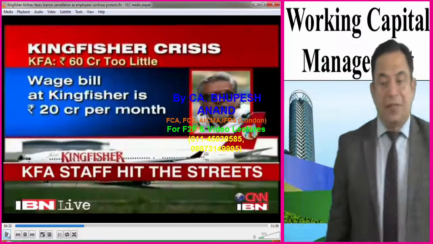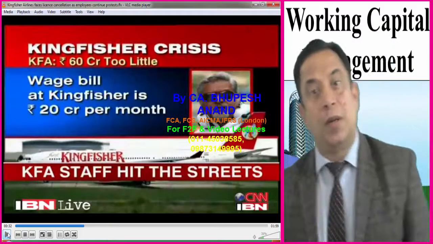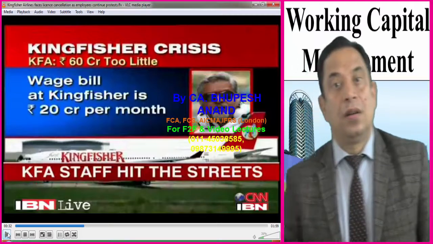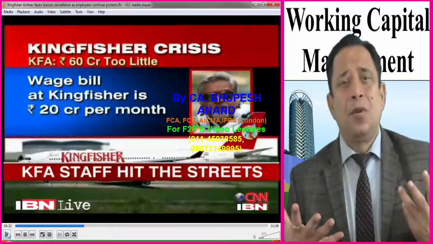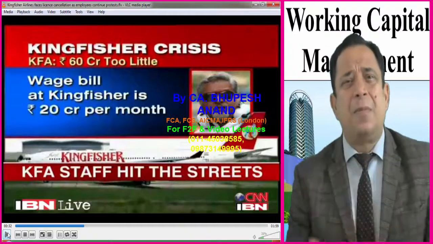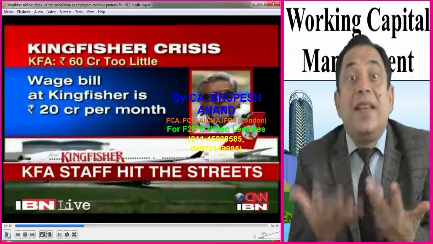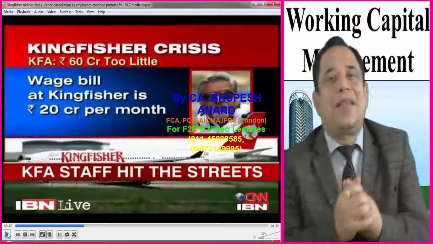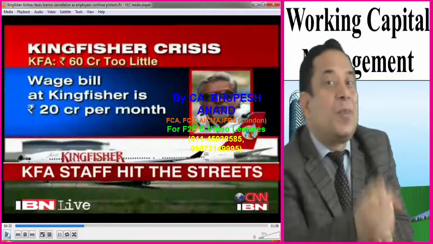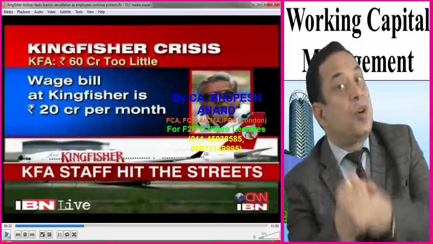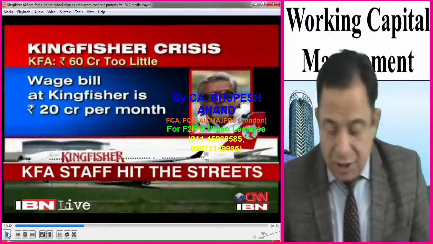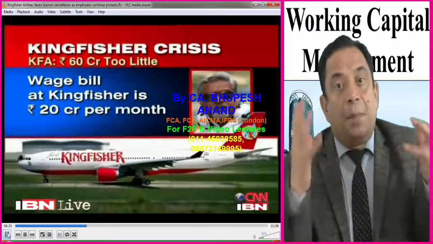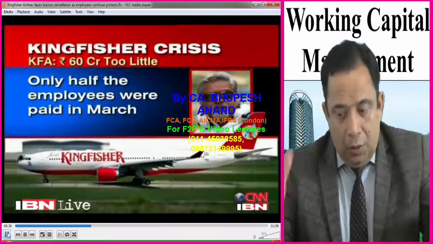The wage bill at Kingfisher is 20 crore rupees per month. Because of poor working capital management, even the wages, which are nothing but working capital, cannot be paid. Working capital is the funds required for day-to-day, recurring expenses, because wages you have to pay every month. Even those funds are not there, and because of this the big company went down and liquidated.